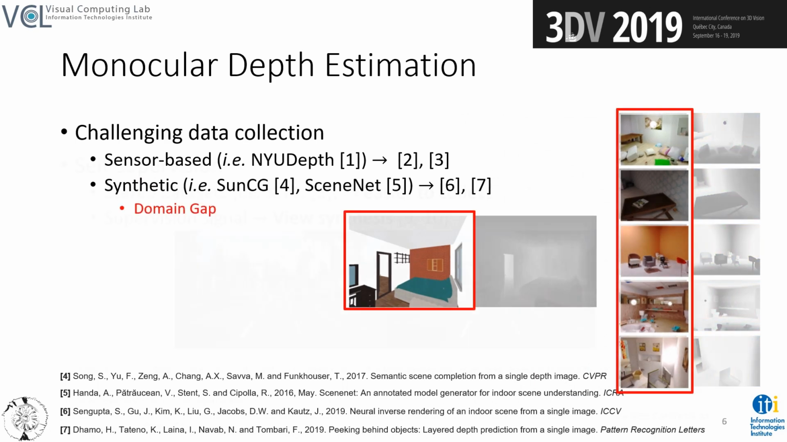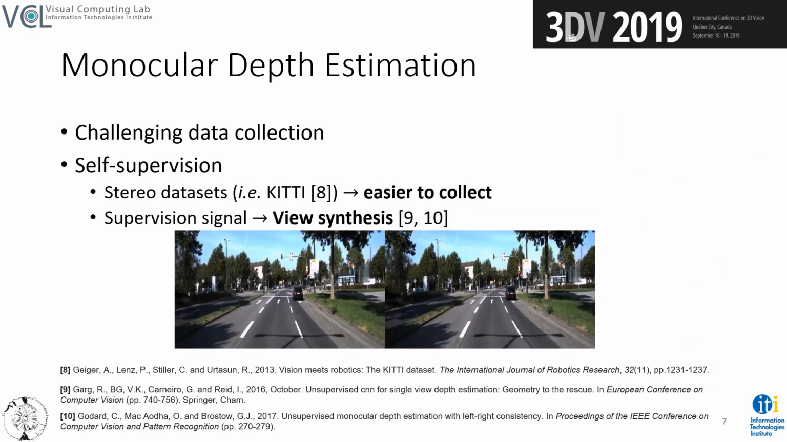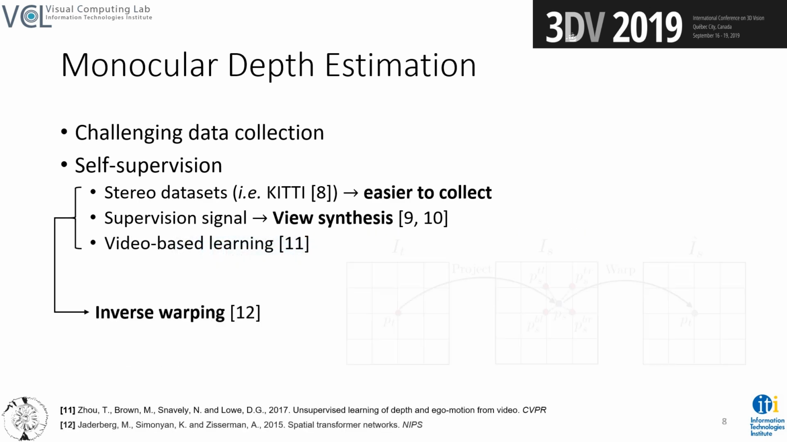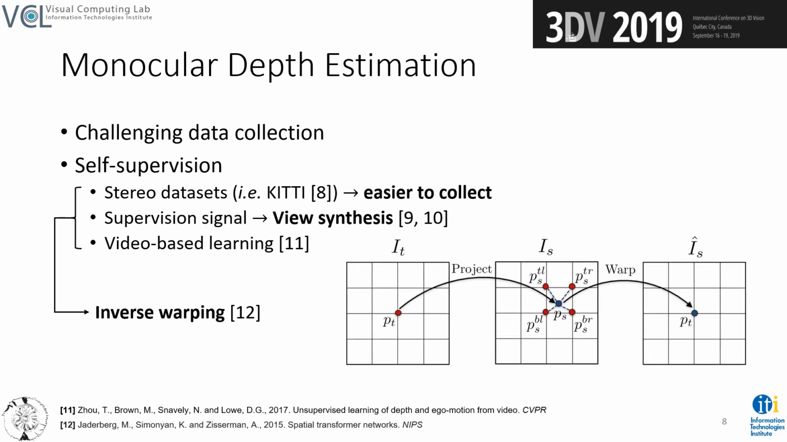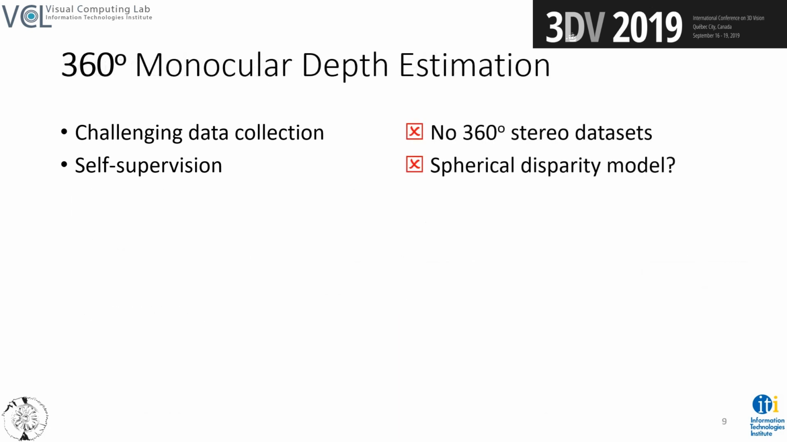As a result, indirect approaches surfaced using view synthesis, exploiting the easy availability of stereo data or even unstructured videos. These self-supervised approaches rely on view synthesis supervision via inverse warping. For spherical images, there is a lack of stereo datasets, and a full disparity model has not been defined.